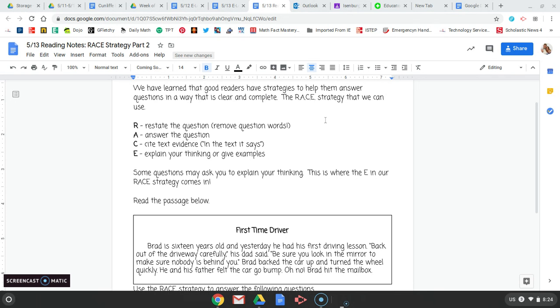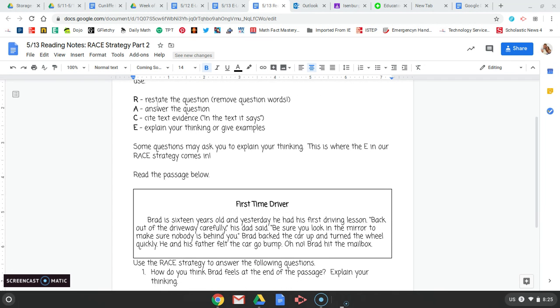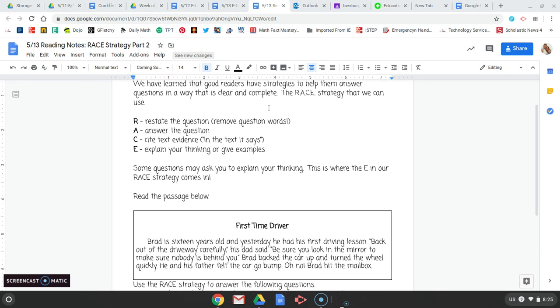I'm not sure, there is a mistake in the document. Maybe it was supposed to say here is the race strategy that we can use. Okay. Oh, the race strategy is the strategy. That's what it's supposed to say. The race strategy is the strategy that we can use.